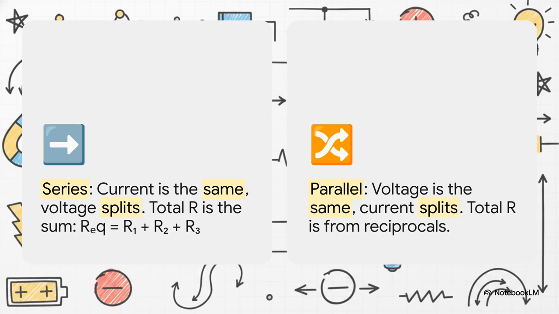Let's break it down. On the left, we've got series circuits. Think of this as a single-lane road. The current only has one path to follow, so it's the same everywhere. The total resistance? Easy. You just add them up.